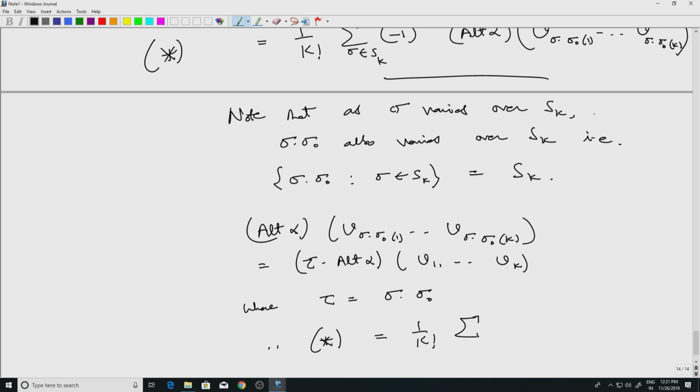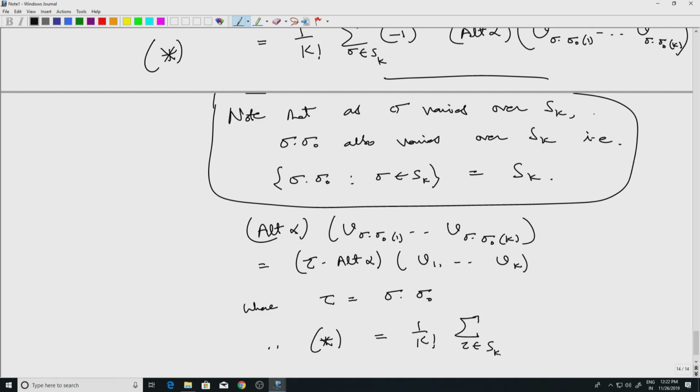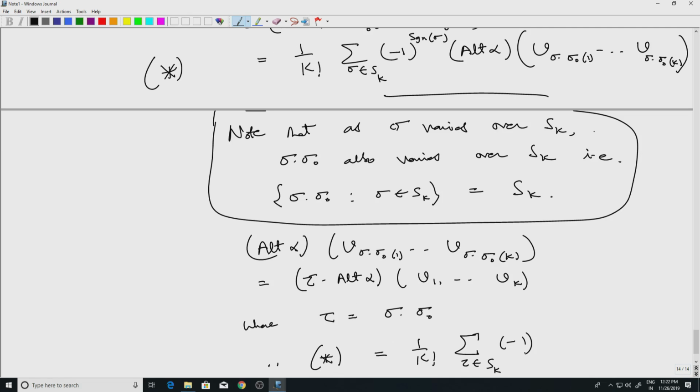Now the remark that I made here is that the permutations covered by tau is the full symmetric group as sigma varies over the symmetric group. So I can write it as tau in Sk, and then what I had here is sgn sigma. Now here is an aside, it's an easy consequence of the way the sign of a permutation is defined, that the sign of a product of two permutations is just the product of the signs, sgn sigma times sgn sigma naught.